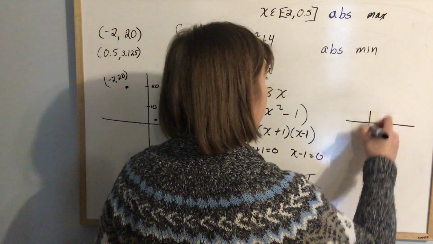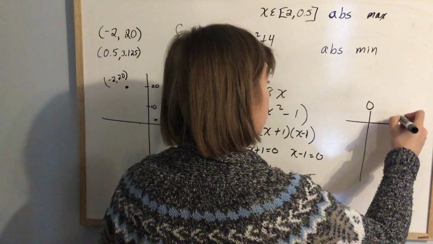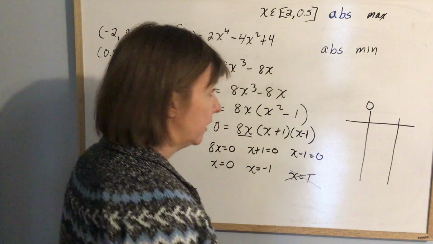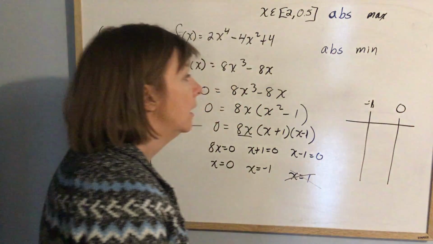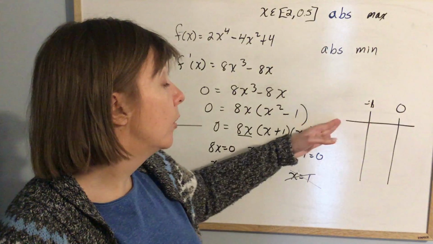So I have two numbers, 0 and -1. Sorry, so let me fix that. -1 and 0. All right. Now I need to pick a number before -1.